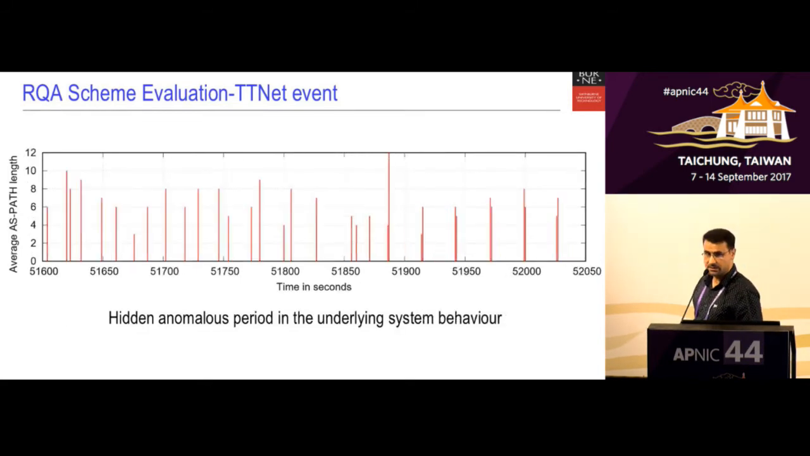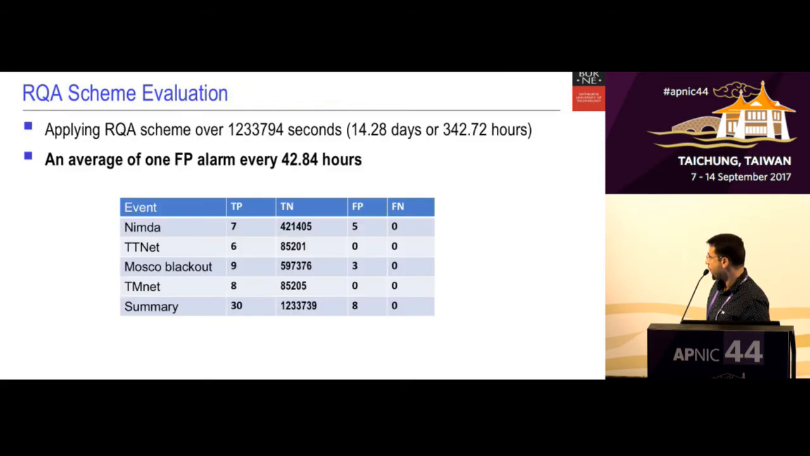Another example here, which is a little difficult to detect, you can see that autonomous systems send at different frequencies. Here it starts to send BGP updates every 30 seconds, then after a while we can find that this peer sends BGP traffic every 1 second. So in summary, the evaluation of our scheme over 2 weeks of BGP traffic shows that RQA can detect all the possible BGP anomalies with an average rate of 1 false positive every 42.8 hours.